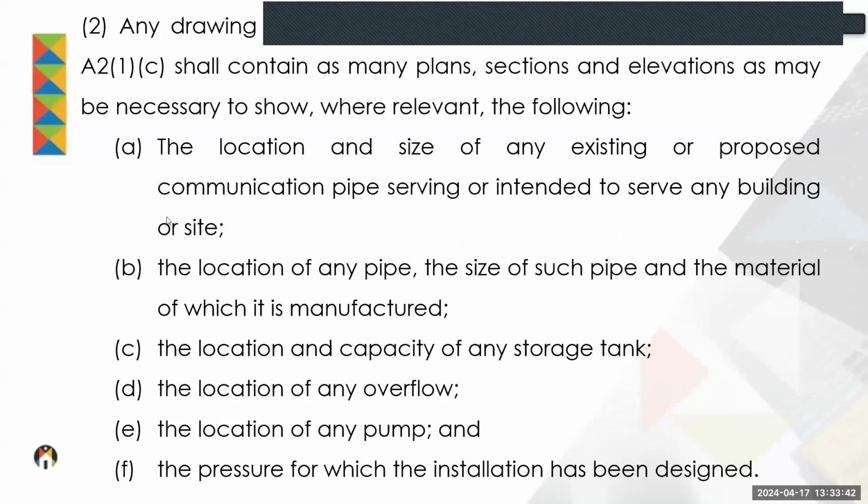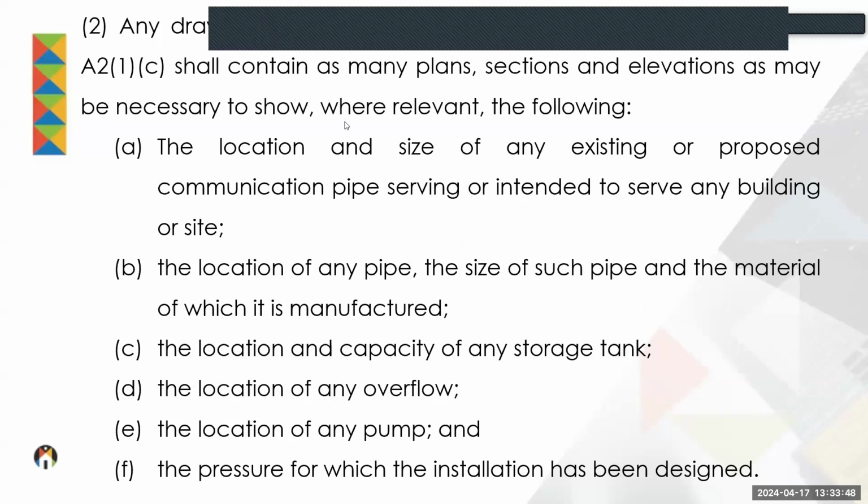Especially where it comes to, I just want to take something out of the way, the fire installation that we need to do in terms of Part W. The location, the size of any existing or proposed communication pipe, as well as the service pipes, the material from which it is manufactured, if required, capacity of storage tanks, overflows, location of pumps, pressure for which the installation has been designed.